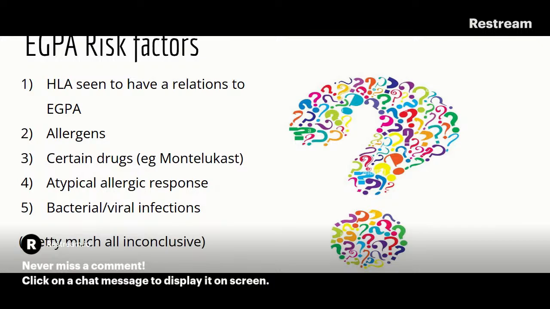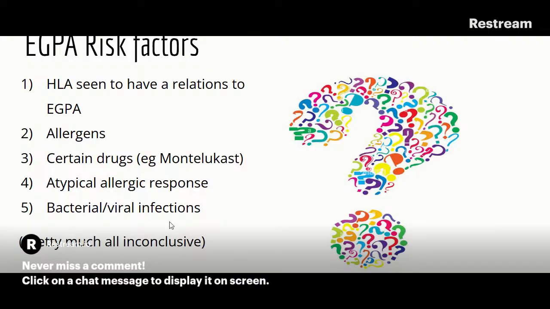So again, HLA appears to have some sort of relation to EGPA. We don't really know to what extent, right? Allergens. So I think if someone has a history of allergic reactions, an allergic reaction to food, or to medication, certain materials, that might put them more at risk of developing eosinophilic granulomatosis with polyangiitis. If they've had certain drugs like montelukast, if they have certain atypical responses.